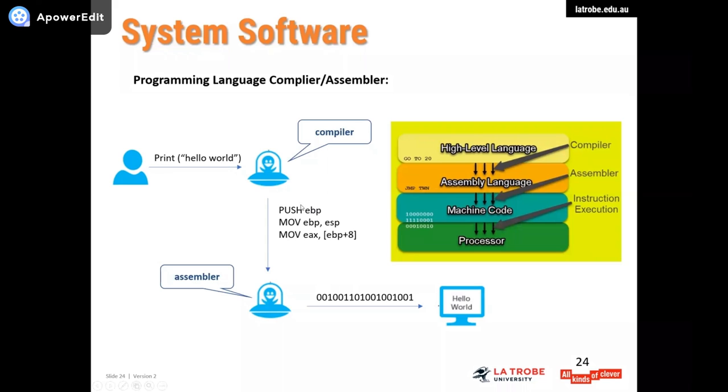Then we need the next one, the assembler. The assembler will further translate assembly language to 0s and 1s. We call it machine language. So finally, our CPU receives all the 0s and 1s. Then it understands what it means and prints hello world on the screen. So this is all about the compiler and the assembler.